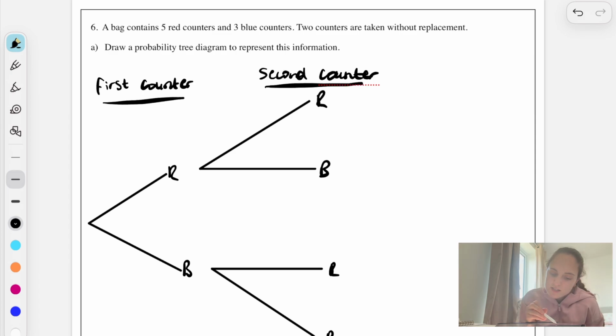So it says the bag contains 5 red and 3 blue. So the probability of getting a red counter is going to be 5 over 8, because there's 8 in total and 5 of them are red. The probability of a blue counter is going to be 3 over 8.